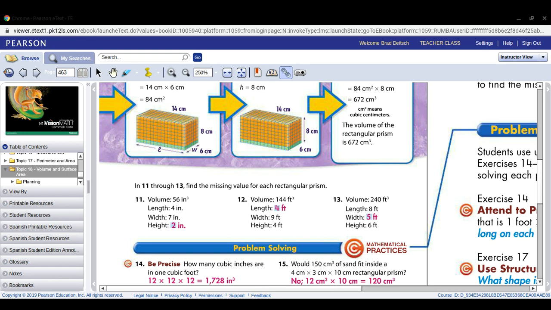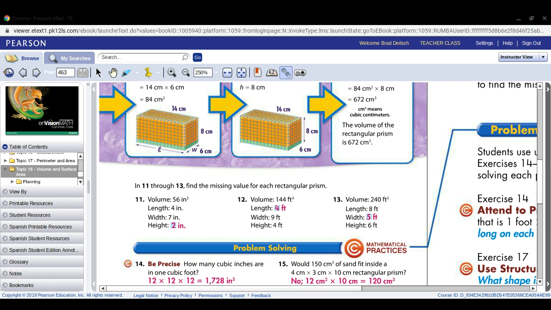All right, so number 12 is 144 equals L times 9 times 4. 9 times 4 is 36. Divide both sides by 36, and you get 4 feet. Number 13 is 240 equals 8 times a variable, which you can use W, times 6. 8 times 6, you divide both sides by 48. All right, so I can see this being confusing, so please let me know if you want me to show a video explaining this a little bit further. I'd be happy to do so for you guys.